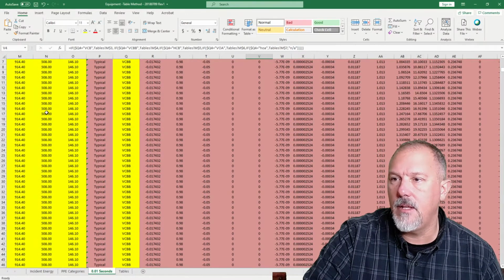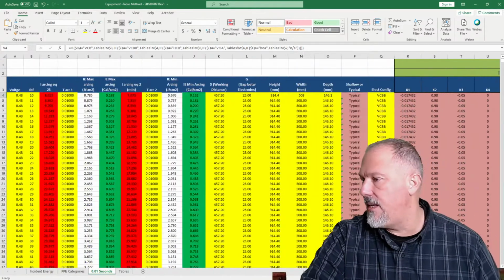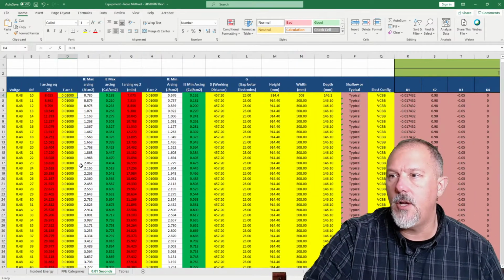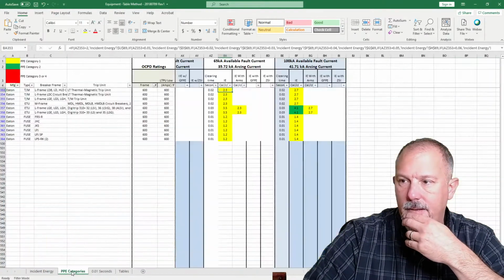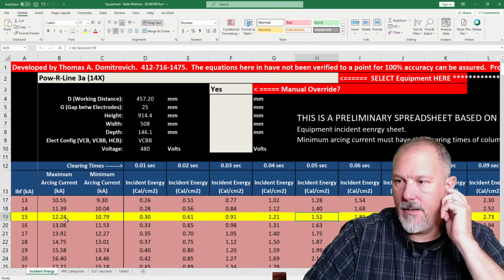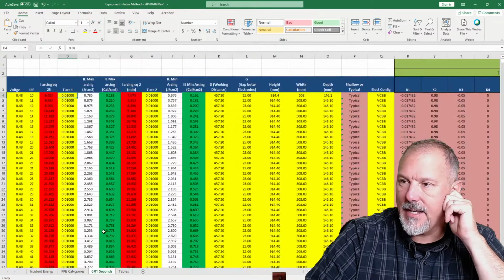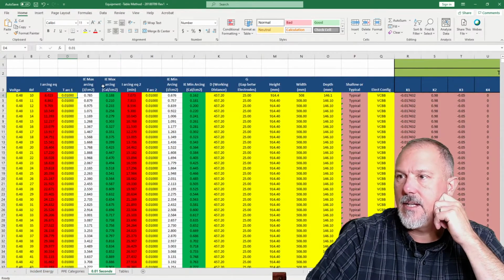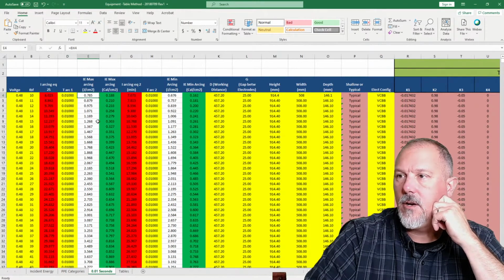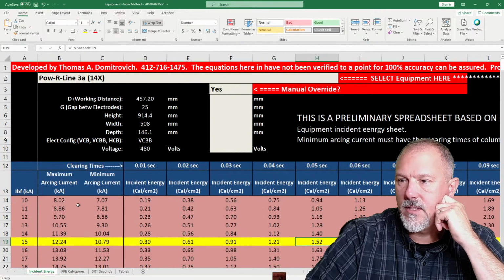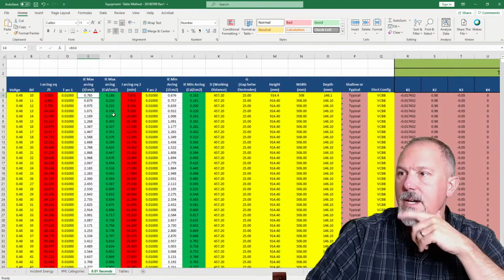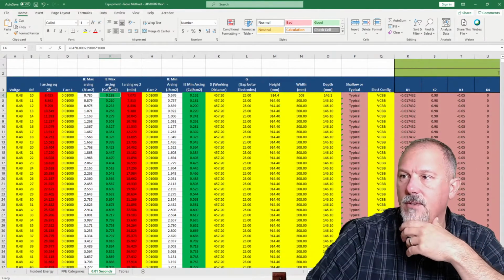If I come into this table, 0.01, I think I can change this. So what's the incident energy? Maximum arcing at 0.785, 10,000 amps, 0.01 seconds, 0.19. There it is, IE max right here.